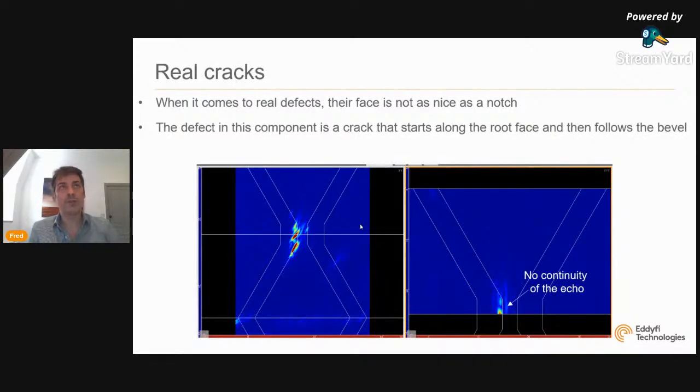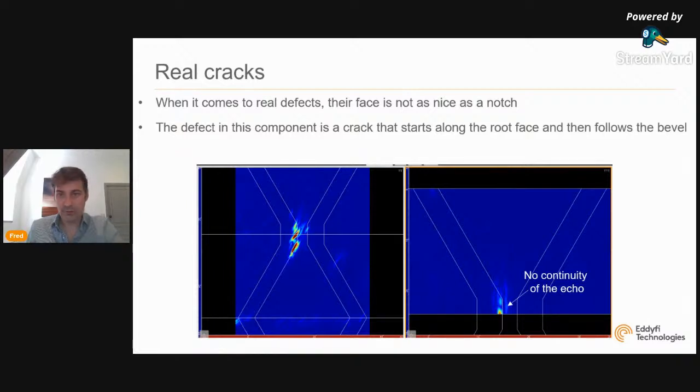So when it comes to real defects, again, they are not this smooth, nice defect. They tend to have multifacets when they propagate. And we have a weld here. It's a 1-inch weld with a defect that initiates here, close to the root, and starts to propagate this way, kind of vertically, and then follows the bevel. And so we have here the TT mode with the first leg and second leg. So again, this is the TT and this is the 4T at the same time compared to the 3T.